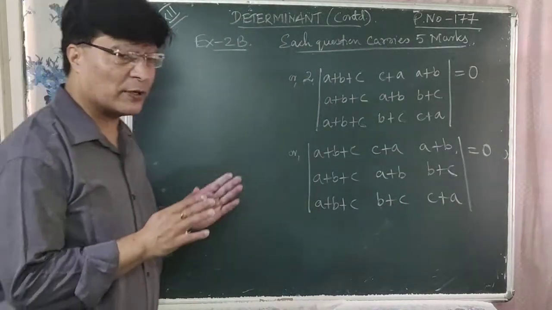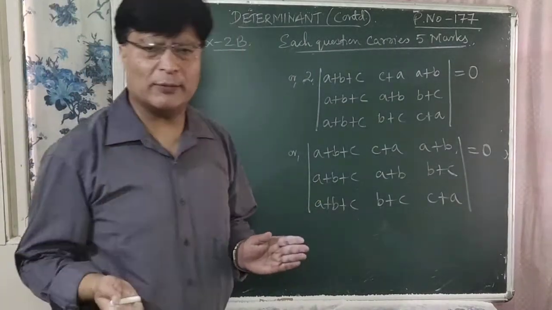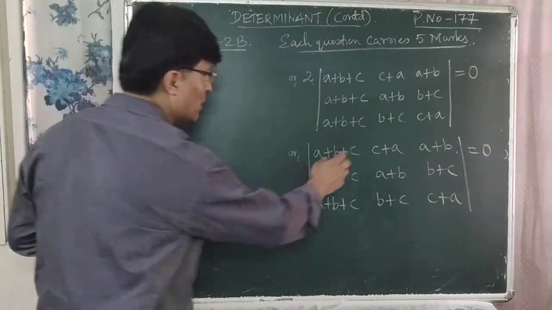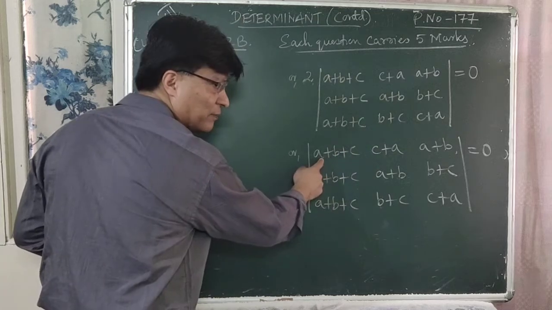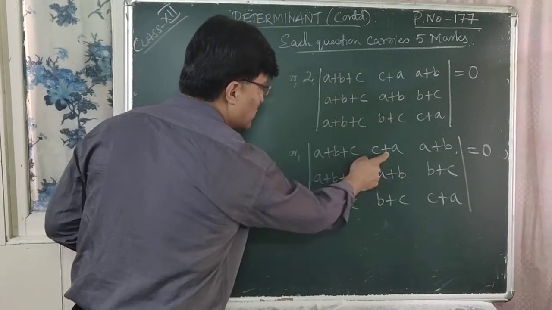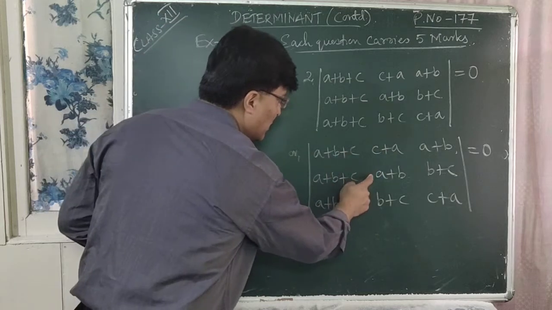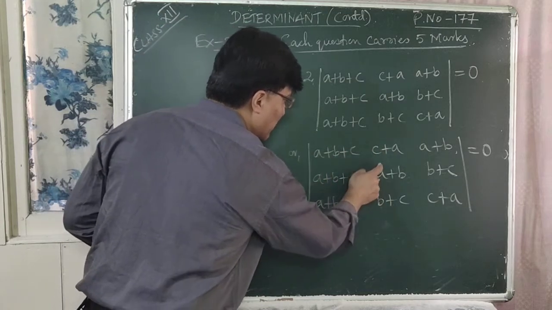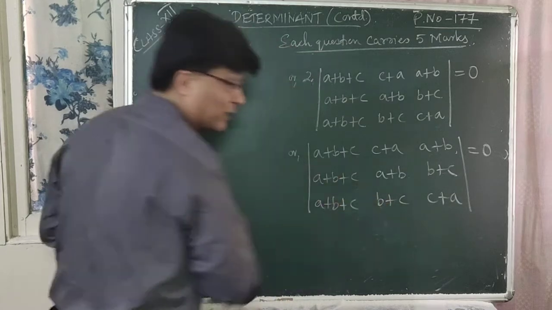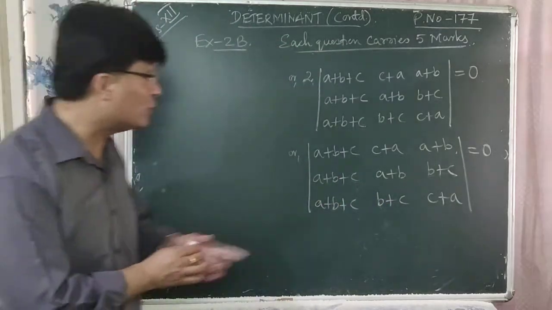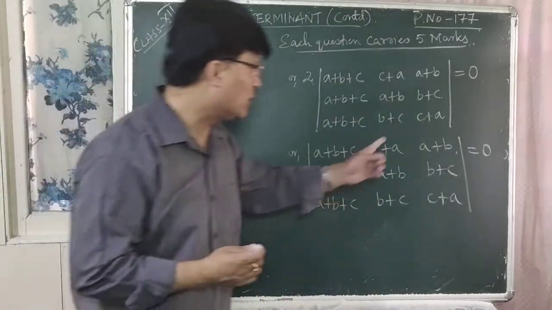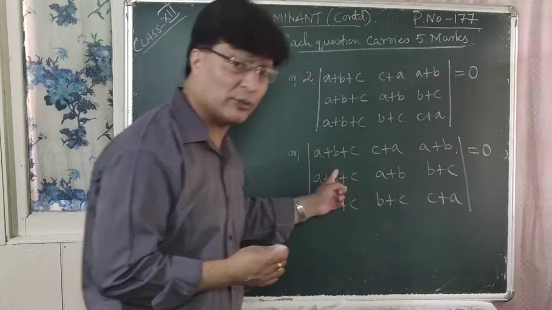So now we have to convert all these elements into single elements by using the properties here. That is, if you do C2 dash is equal to C2 minus C1, C plus A minus C minus A, you will get minus B here. Similarly, A plus B minus A minus B minus C, you will get minus C here. B plus C minus B minus C minus C, you will get minus A here. Okay? So we can use here C2 dash is equal to C2 minus C1. Again, you can use C3 dash is equal to C3 minus C1 also.